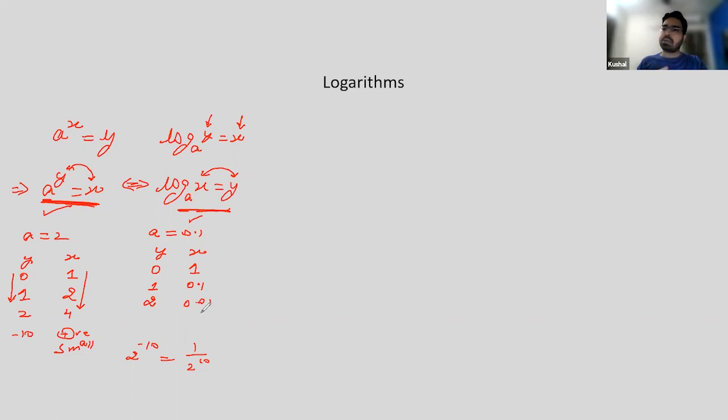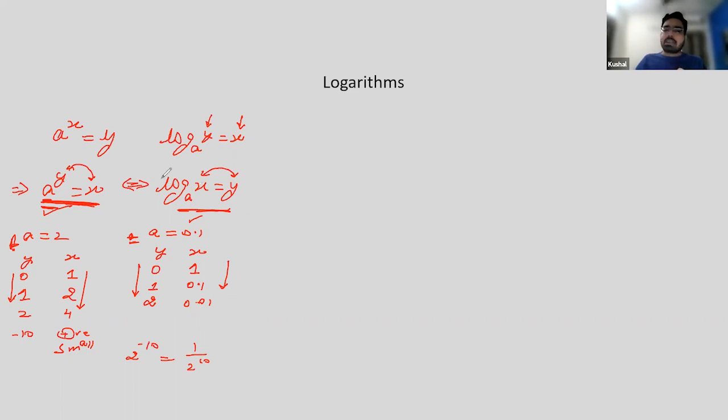This implies what? Now, when you are increasing the value of y, your value of x is reducing. So your function is now behaving in a different way. That means for my value of a being greater than 1, you will have a certain behavior, which is right there over here. And when the value of a is between 0 and 1, you will have a different behavior from the function, which is present over here, right?